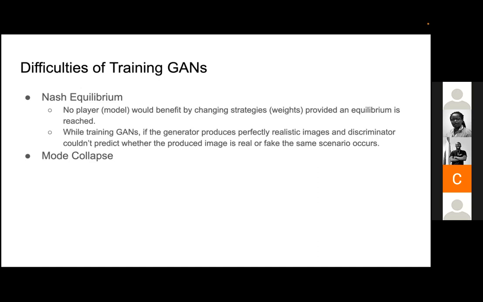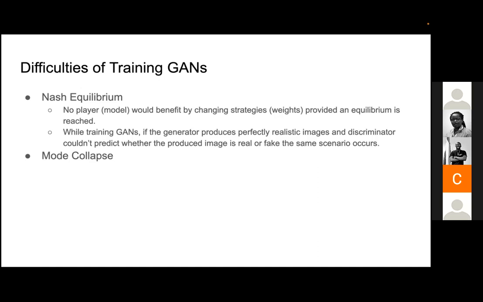Imagine a situation where the cop actually gives up. Imagine a situation where the cop doesn't work anymore. He says, okay, I don't care what you are doing. I don't care whether you are producing counterfeit bills or anything. If that happens, then the generator, whatever counterfeit bills it has been producing, it produces the same counterfeit bills. It doesn't change anything at all.